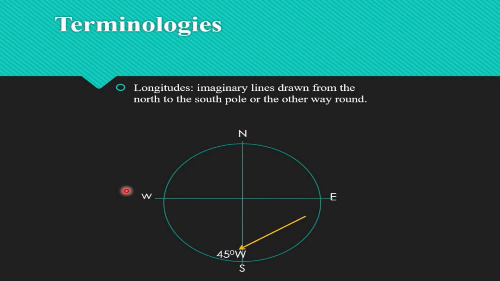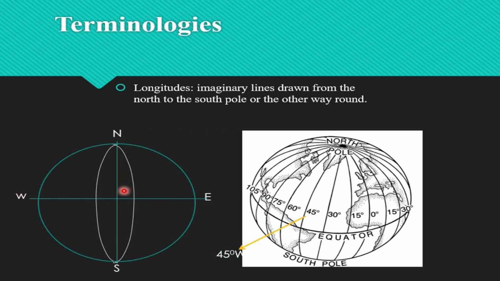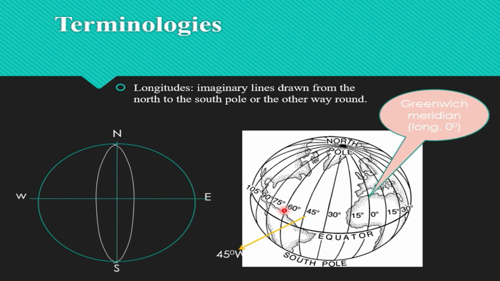So longitudes are actually imaginary lines that are drawn from the north to the south pole, or the other way around. So that is what I mean. And just like on the globe, these lines are the lines of longitude. So every line of longitude makes a great circle. So if you cut along any longitude, you divide the globe or the entire earth into 2 equal parts. Now we call the 0-degree longitude the Greenwich meridian, and that is what time is calculated on.